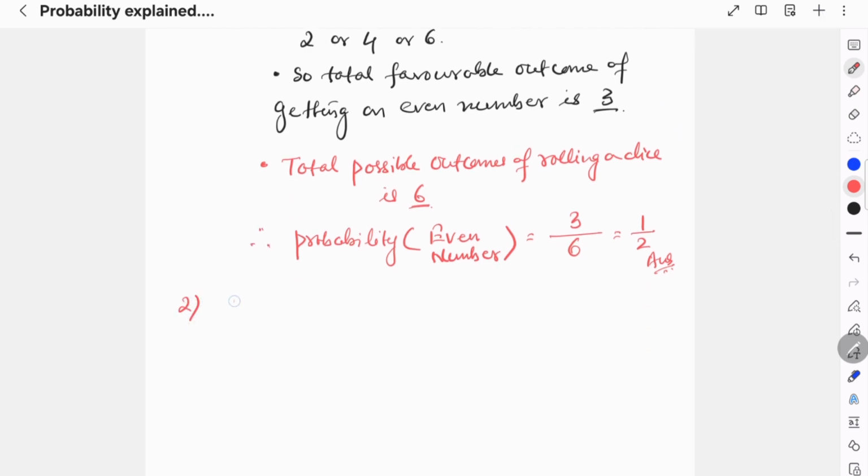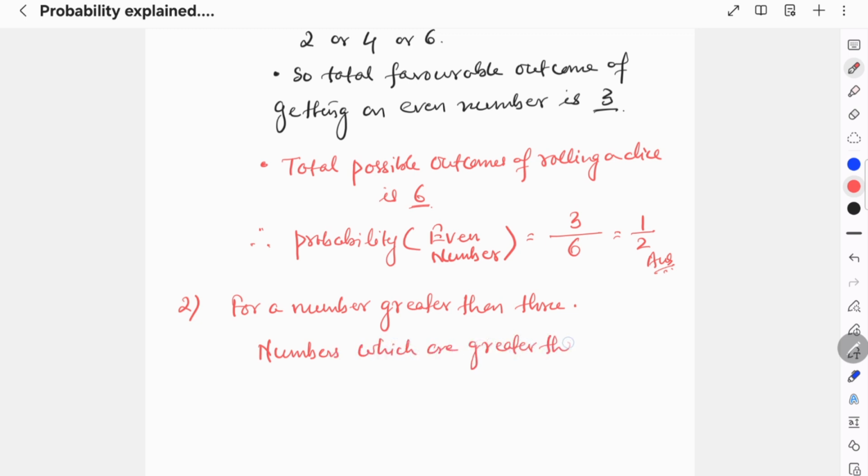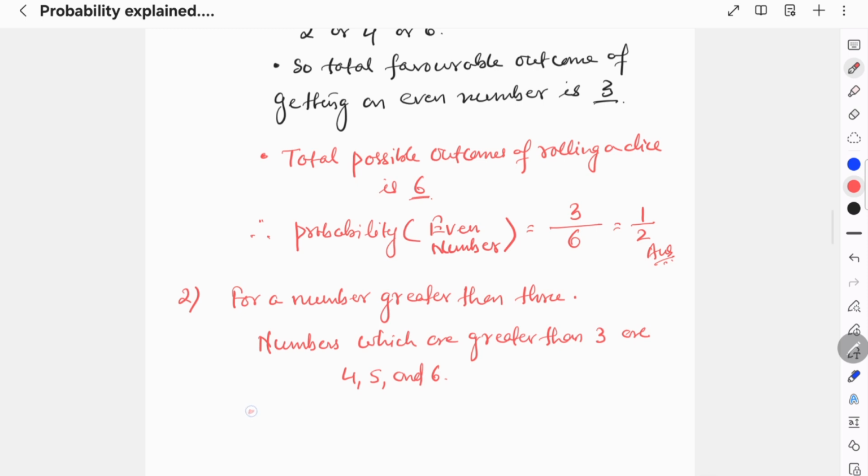Now let's see the second part of the question. So in the second part they are asking the probability of getting a number which is greater than 3. So if we see from 1 to 6, the numbers which are greater than 3 are 4, 5 and 6. So we have to consider these 3 numbers 4, 5 and 6.